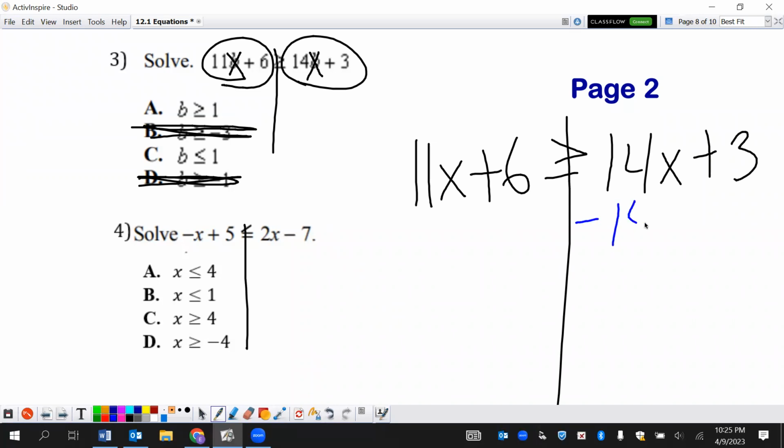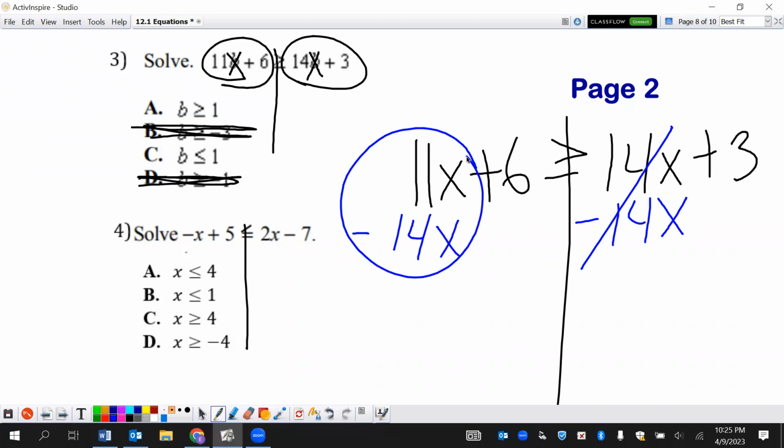So I'm going to move 14 x's to the other side by subtracting them from both sides. And then when I subtract 11 minus 14, I get negative 3x, bring down the plus 6. But there's no need to solve this equation anymore.